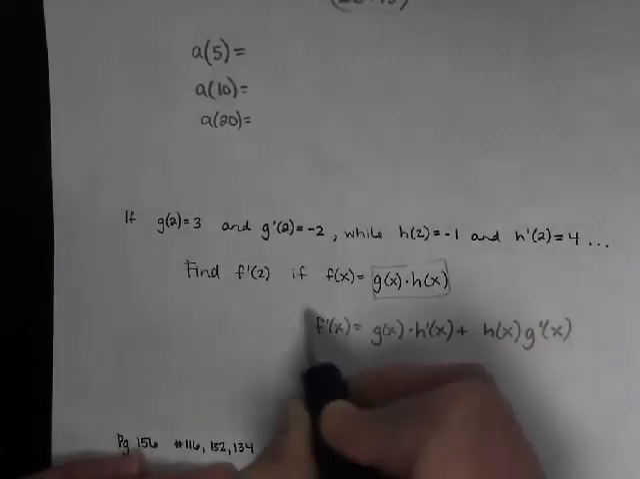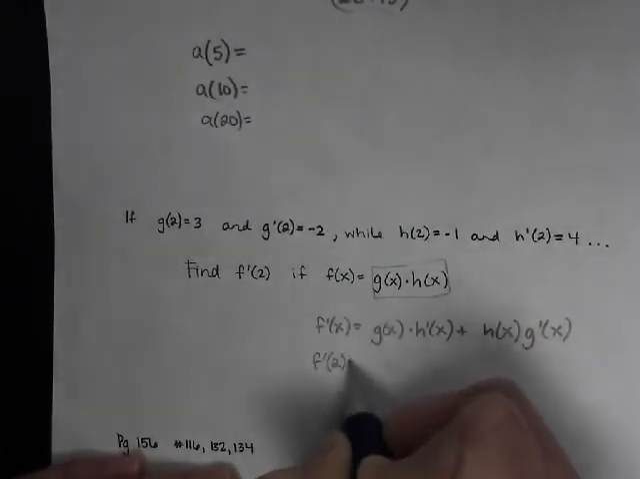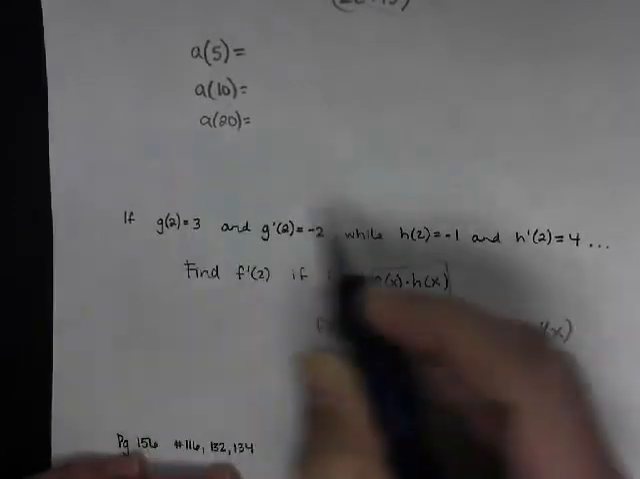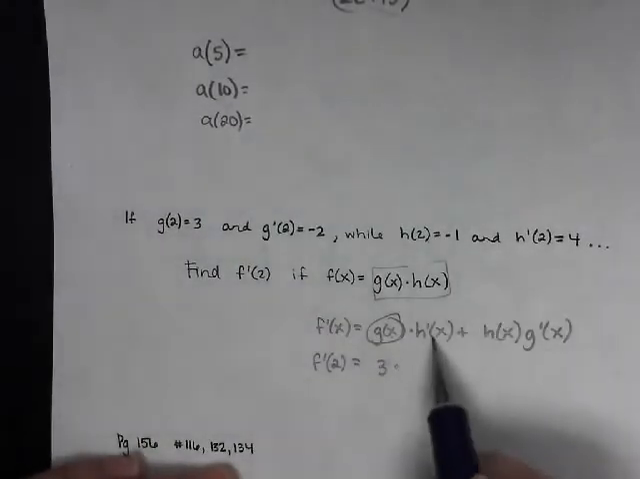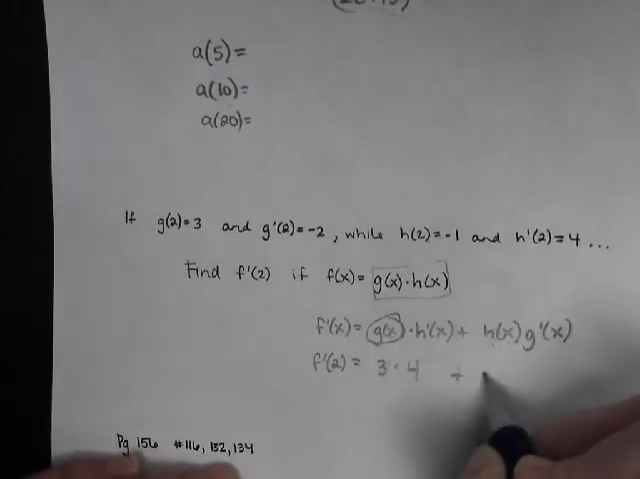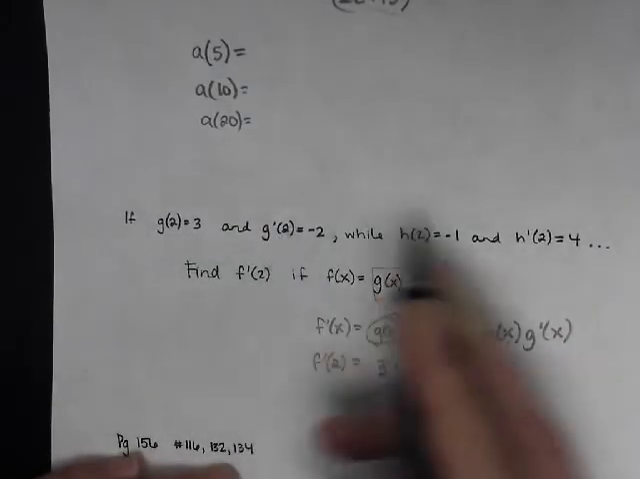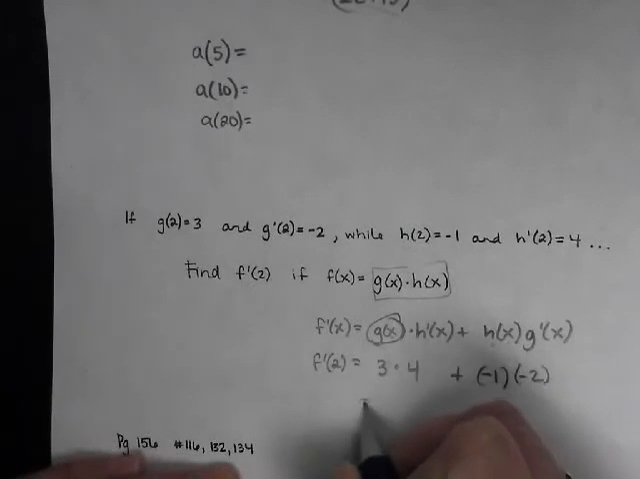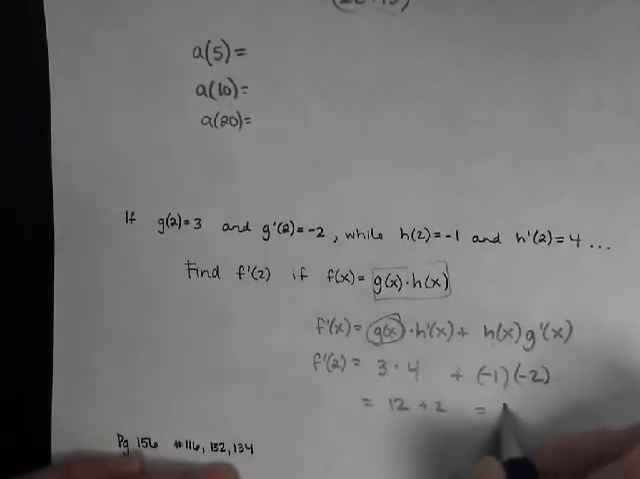Then we're just going to find that at 2, which means we've got to take g of 2, 3, h prime of 2, 4, h of 2, negative 1, g prime of 2, negative 2. So it's just 12 plus 2 is 14.